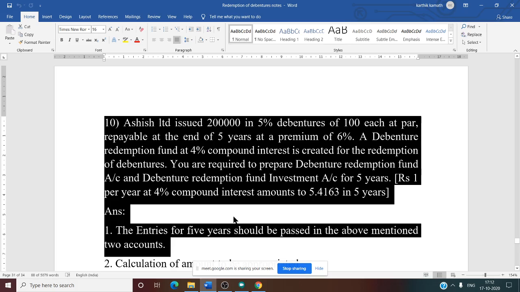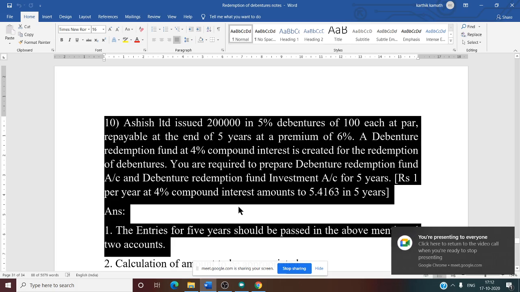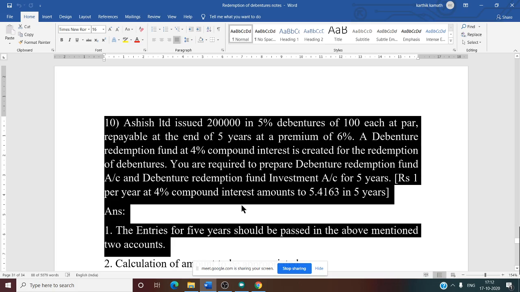So now next thing, a debenture redemption fund at 4% compound interest is to be created. So now you are required to prepare a sinking fund. Debenture redemption fund is nothing but a sinking fund that you need to prepare at 4% compound interest. That means the rate of interest on investment is mentioned in the problem. That is 4%.